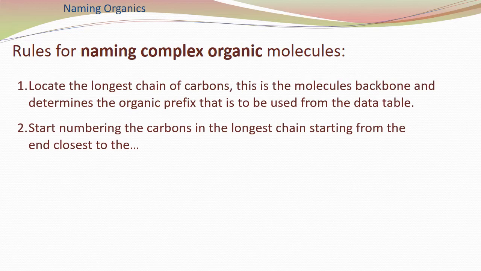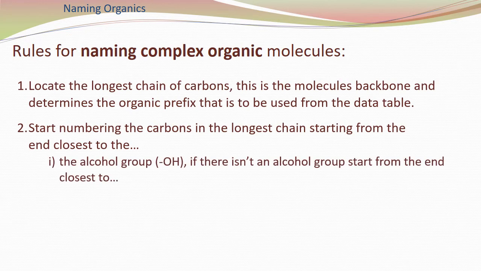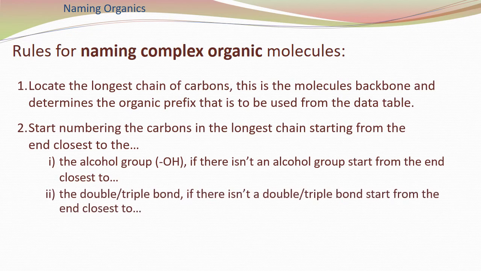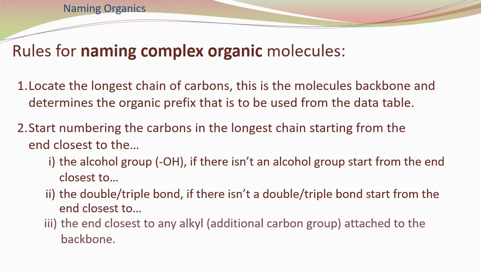And that means we got to start from one end or the other. Now, we always start from the end that is closest to the alcohol. If it's a tie, or if there is no alcohol group present, then we're going to have to start counting from the end that is closest to the double or triple bond. And if that's a tie, or there is no double or triple bond, we start from the end that is closest to any alkyl group. Remember, an alkyl group is an additional carbon group, a smaller carbon chain.